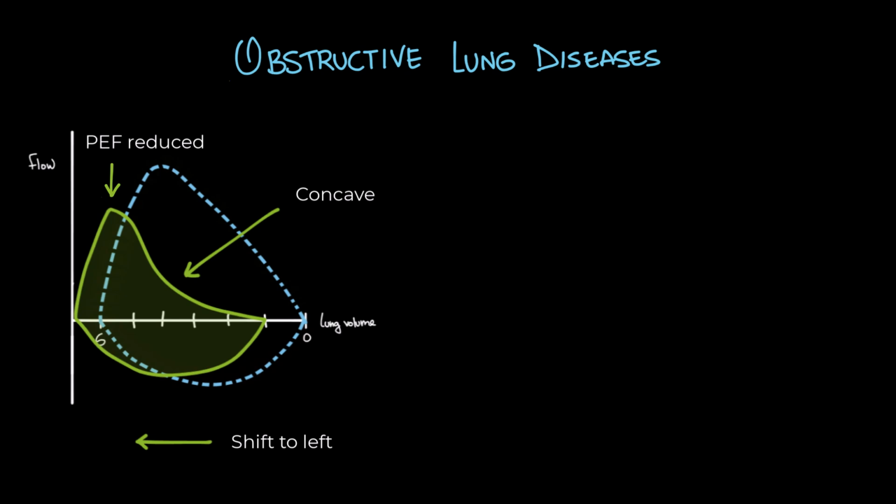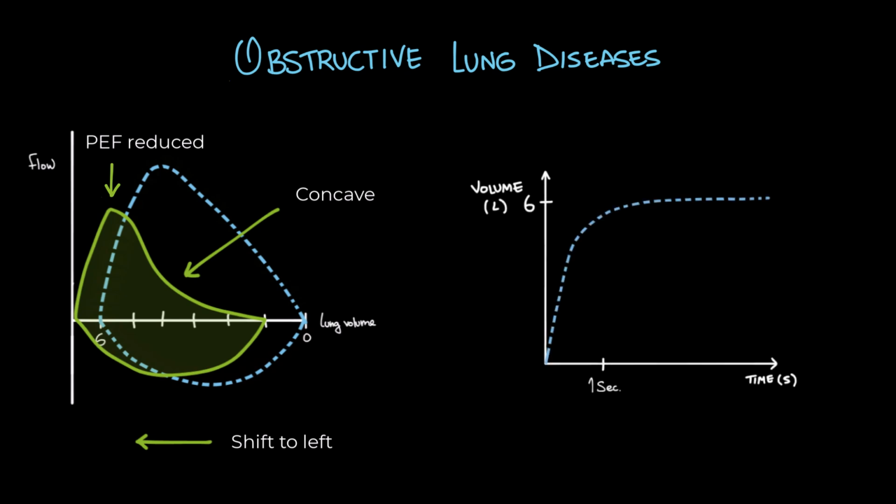Obstructive diseases also have some key changes in the spirometry results. Since the air can't get out quickly because the airways are narrow, the FEV1 is reduced. But the FVC might be normal or slightly reduced because eventually the person can get most of the air out. It just takes longer to do so.